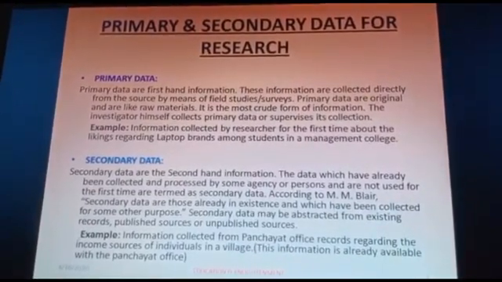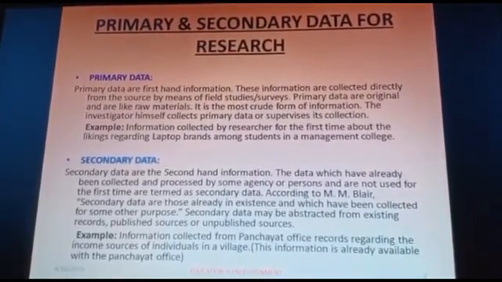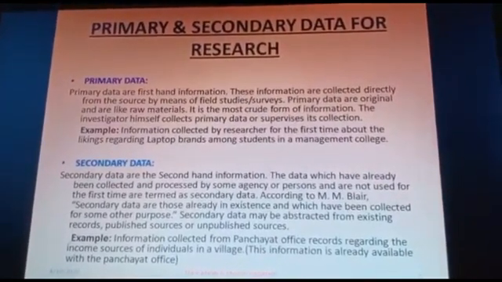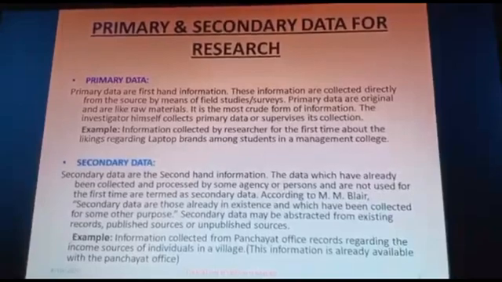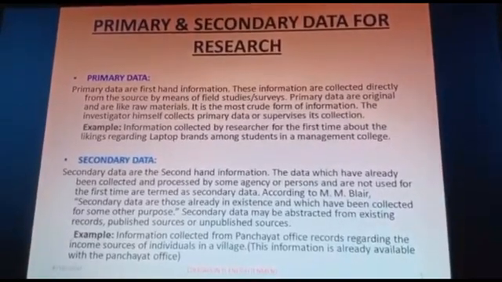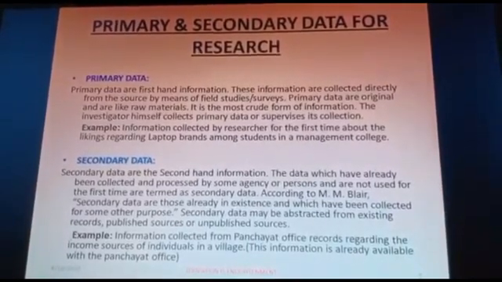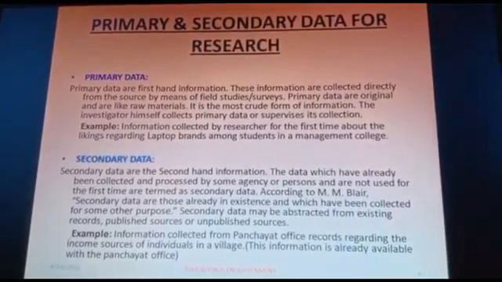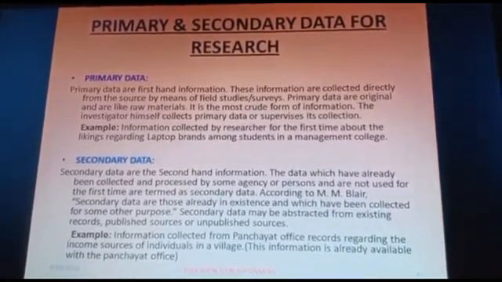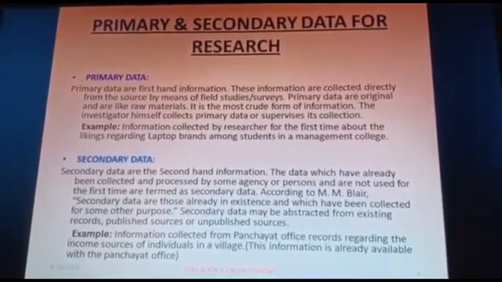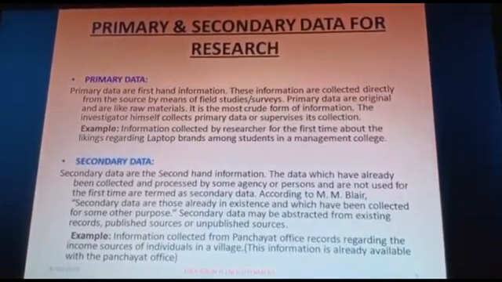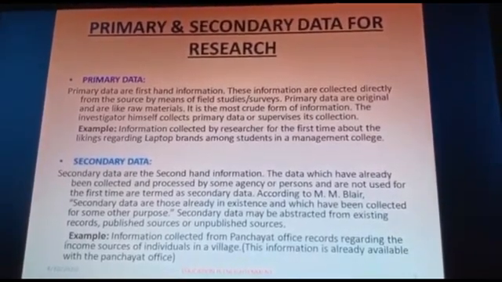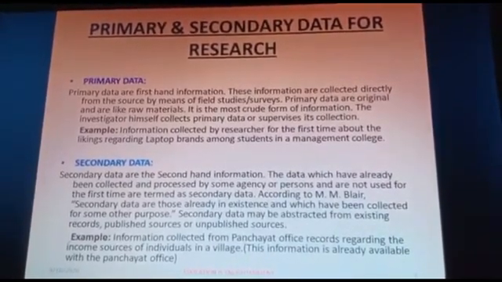In contrary to primary data, secondary data are second-hand information. These data are those which have already been collected and processed by some agency or persons and are not used for the first time. According to Blair, secondary data are those which already are in existence and which have been collected for some other purpose.